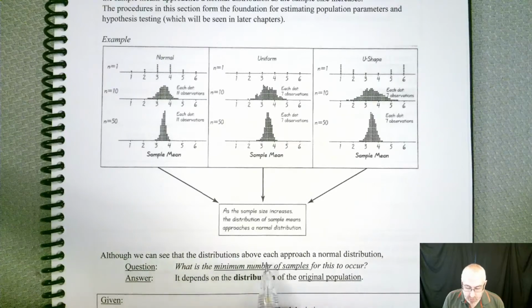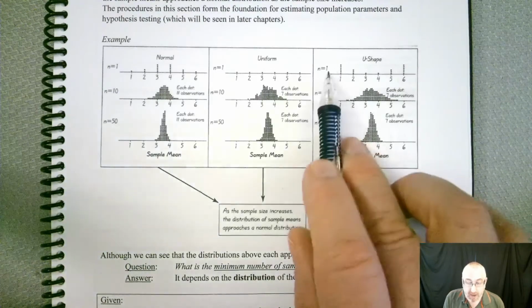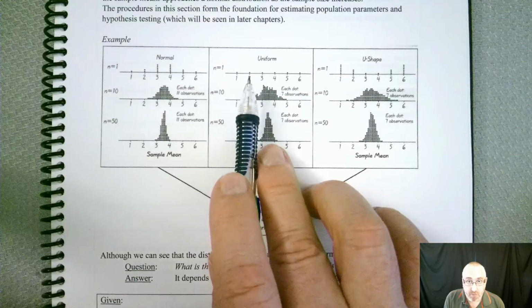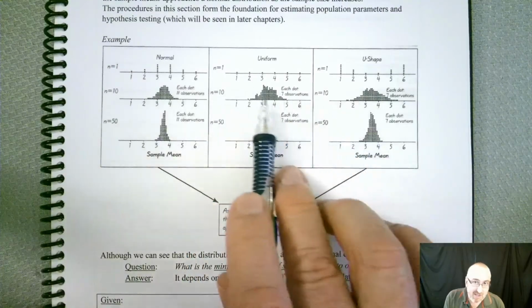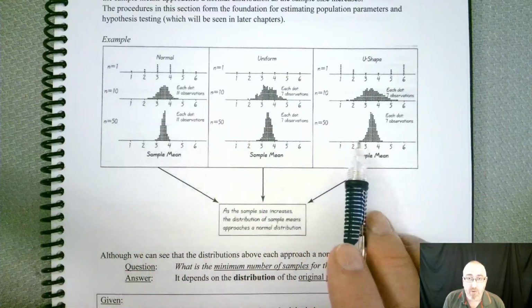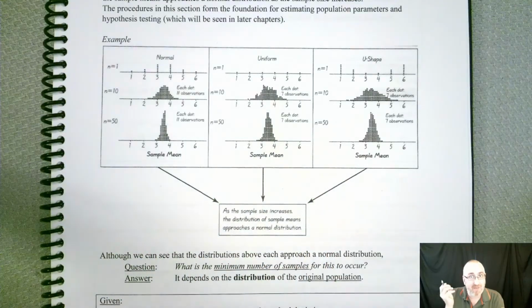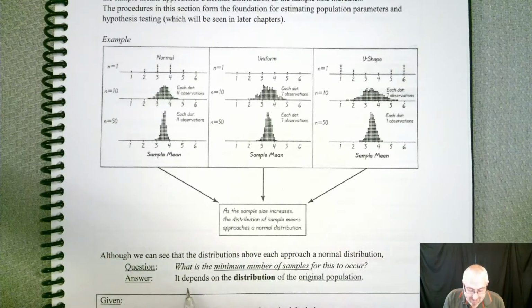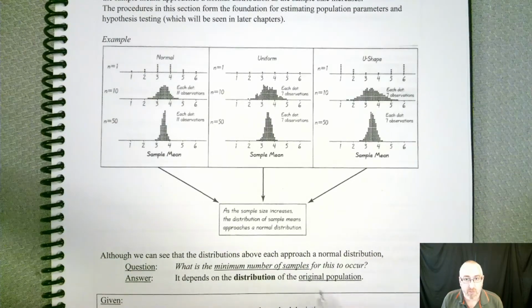Although we can see the distributions above each approach a normal distribution, the question is, what is the minimum sample size for this to occur? Like I said, when n was 1, obviously we don't have a normal distribution. At n equals 10, it's sort of looking normal. At n equals 50, definitely we have that normal distribution. So what's that happy number that we can use to say, now we know it's normally distributed once we get to this value of n? The answer is, it depends on the distribution of the original population.